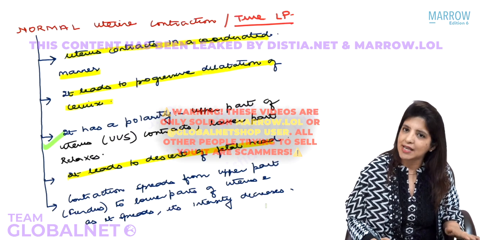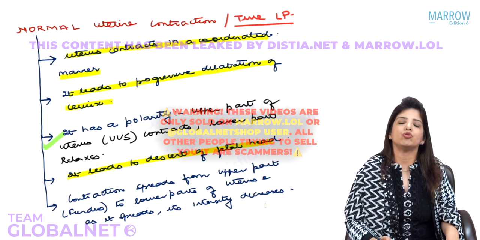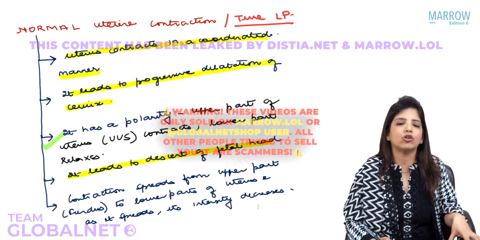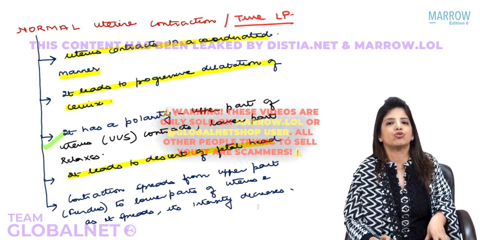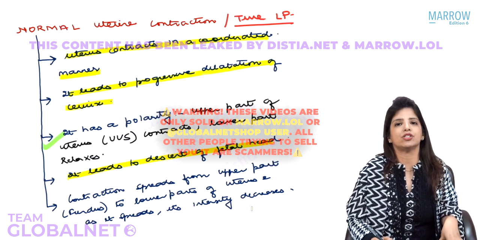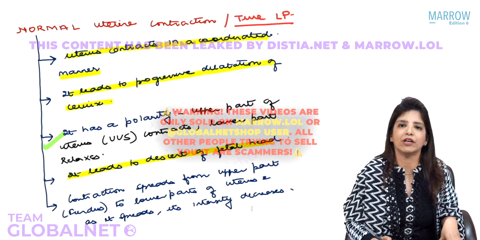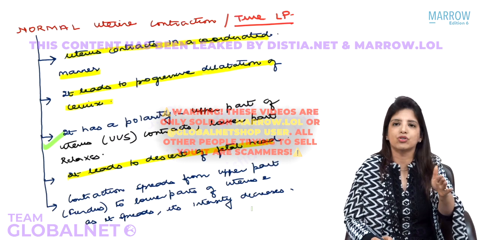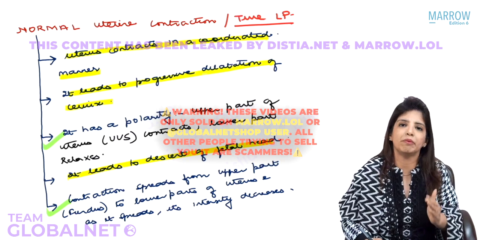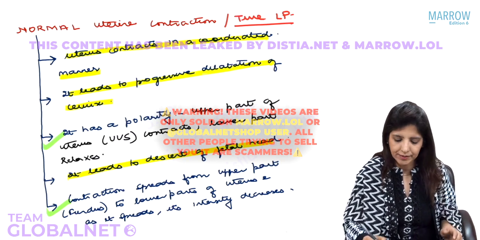Then contractions, as I told you, are going to be maximum at the fundus of the uterus, and from there the contraction is going to spread to the lower part of the uterus. Maximum intensity of the contraction will be at the fundus of the uterus, and as the contraction is going to come down, the intensity of the contraction will be decreasing. Right?